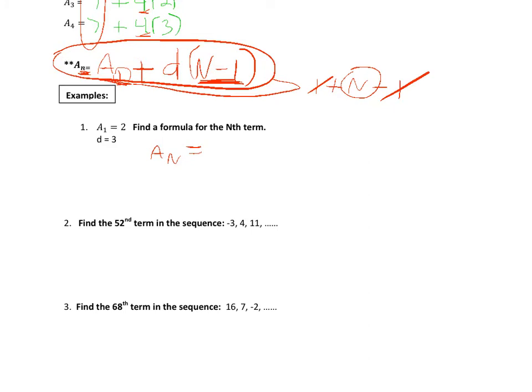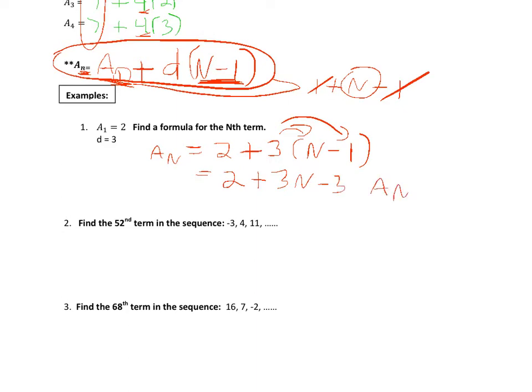When I use this, a sub 1 is 2, and then plus, I know d is 3, so I'm just going to plug 3 in. And then I'm going to leave the n minus 1 in, because n is going to be a part of the formula. And then all I do is simplify this. So it's 2 plus, when you distribute, you get 3n minus 3. And then when you add like terms, you have a sub n equals 3n minus 1. So that is your formula.